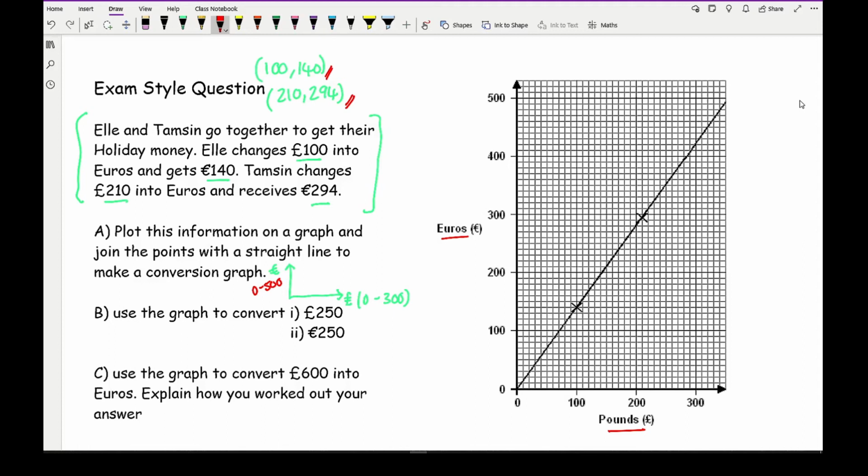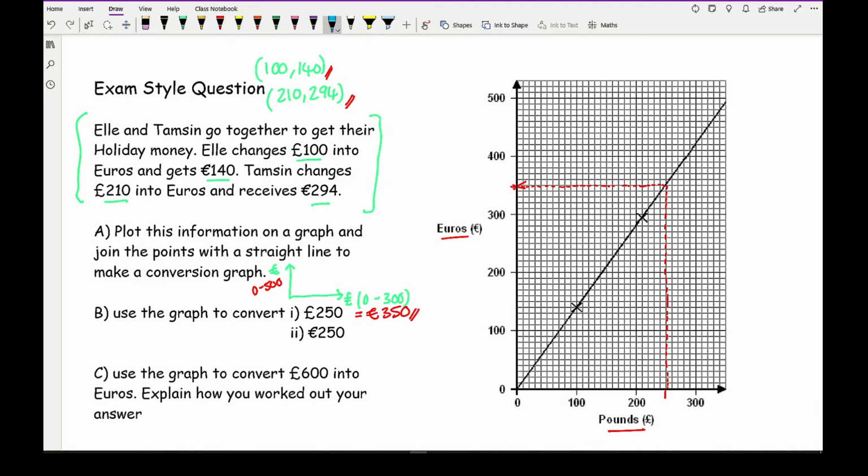So looking at question B, I'm going to use the graph to convert 250 pounds. So I'm going to find 250 along the horizontal axis, which is about there, and I'm then going to draw a vertical line until it hits that line. Again, it's always important that you do use a ruler for this, and then once it hits the line, I'm going to project across and read out what that value is. Now as each little box equals 10, that means that this value here is going to be equal to 350 euros, and there's my final answer for that one.